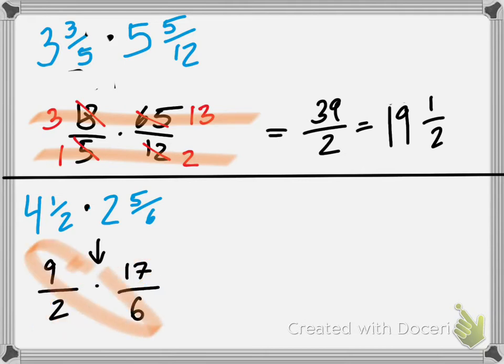Abner, what about 9 and 6? Do they share something I can divide them both by? Yes. What can I divide them by? Right. So Abner says they're both divisible by 3. Abner, what is 9 divided by 3? Perfect. And what is 6 divided by 3? 2. Perfect. And then I'm going to across multiply.